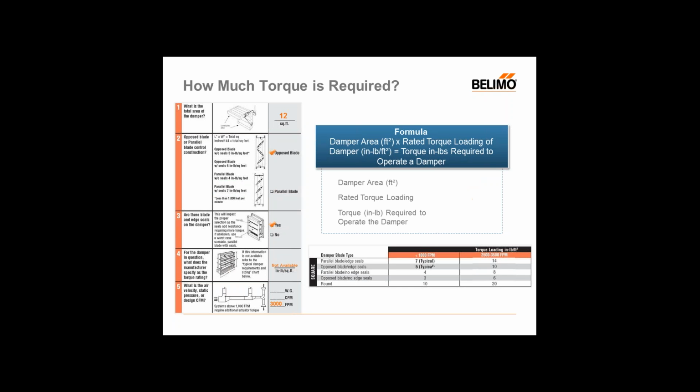Now let's go one step further. Let's take the same square footage, go back to opposed blade, but now the FPM is higher. So square footage is the same. Now because of the higher FPM, the torque loading goes up. So say 2,500 to 3,500 FPM gives you about 10 inch-pounds per square foot. That results in a torque of 120 inch-pounds. So now it's a lot higher than where we started.